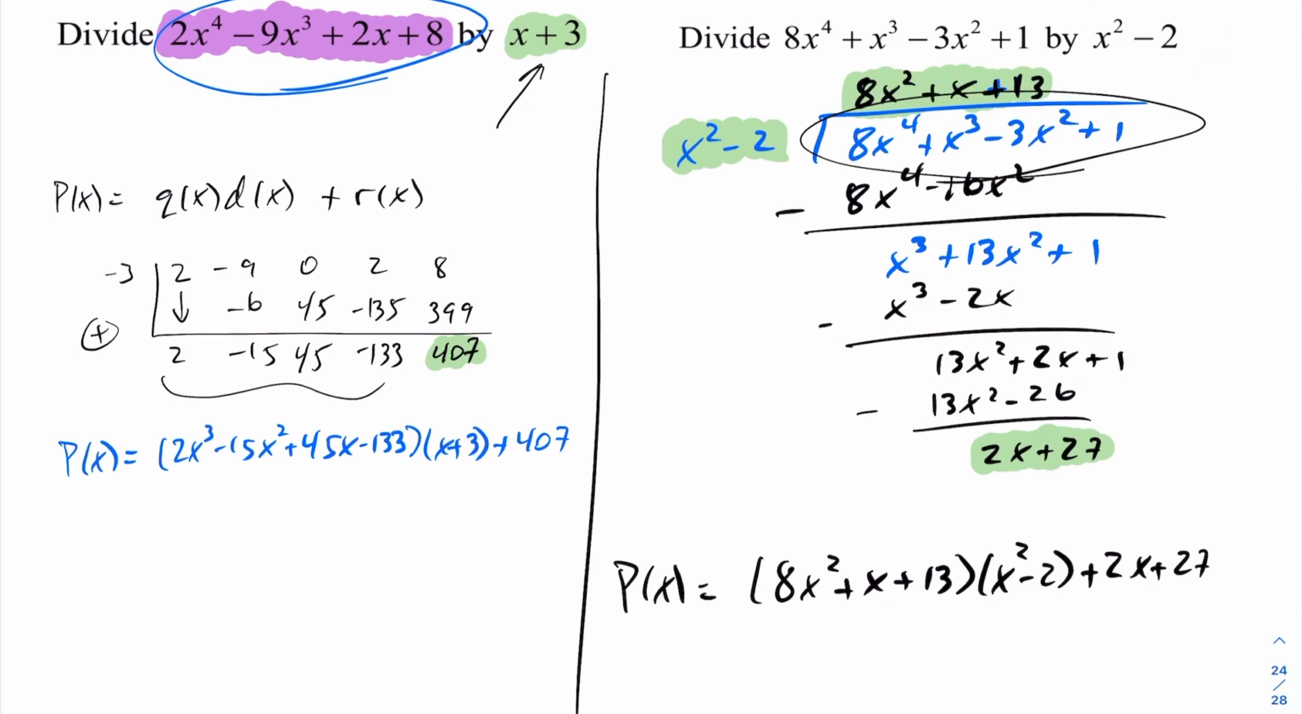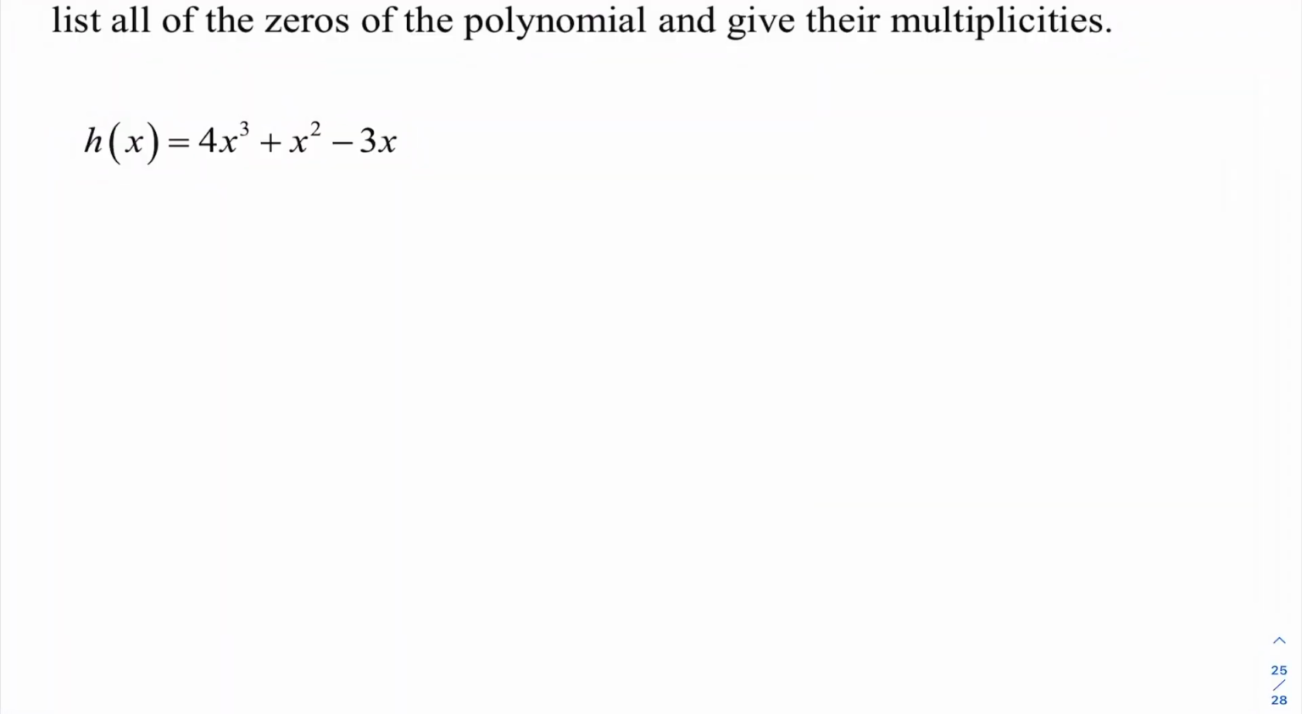All right, let's continue our exam review. So in the next examples here, we're going to be asked to list all the zeros of the following polynomials and their associated multiplicities. So let's go ahead and find these roots here. They give us this third degree polynomial. I'm going to have to factor this.